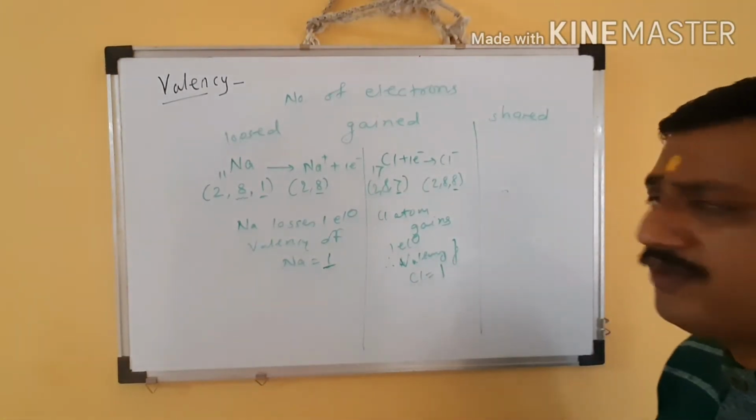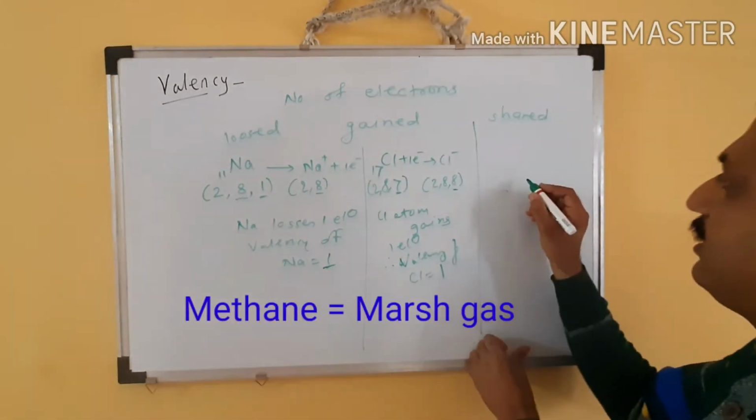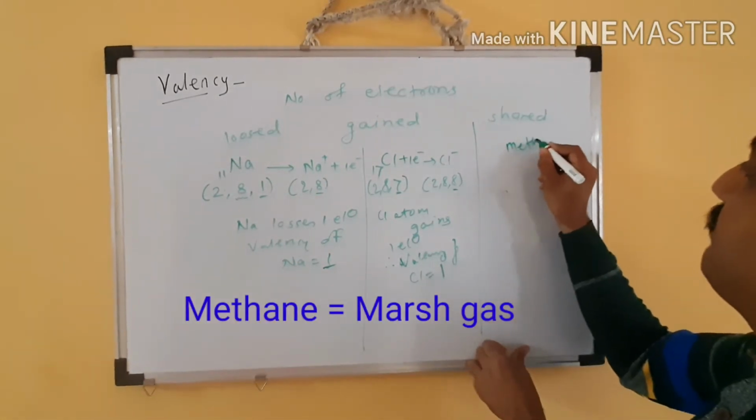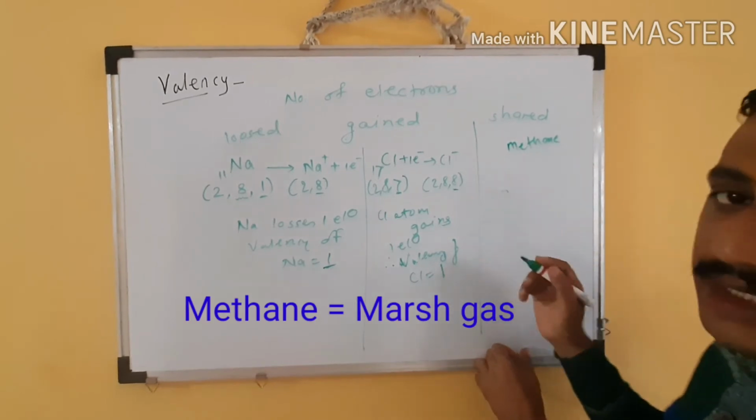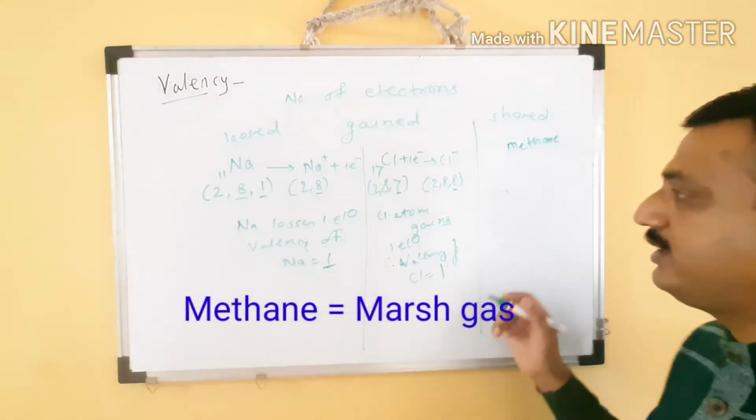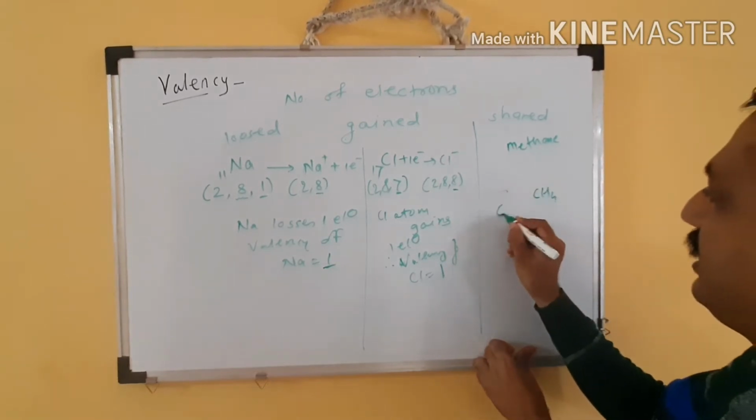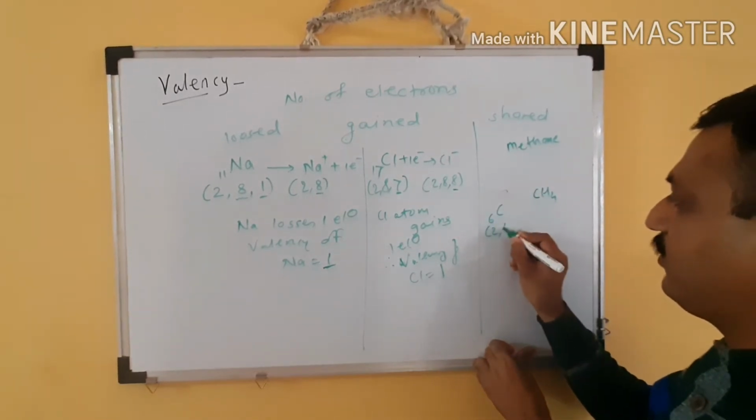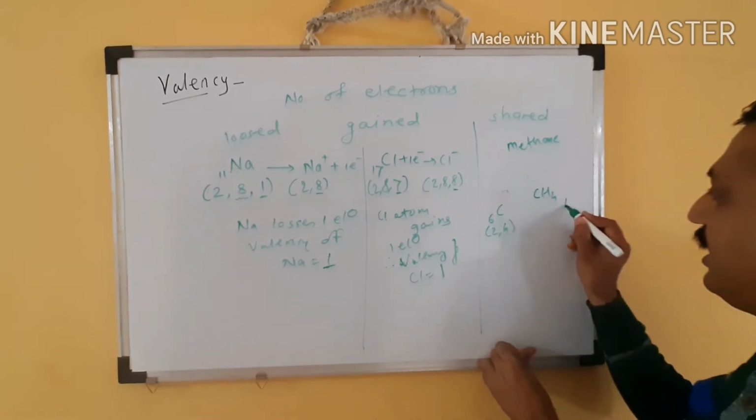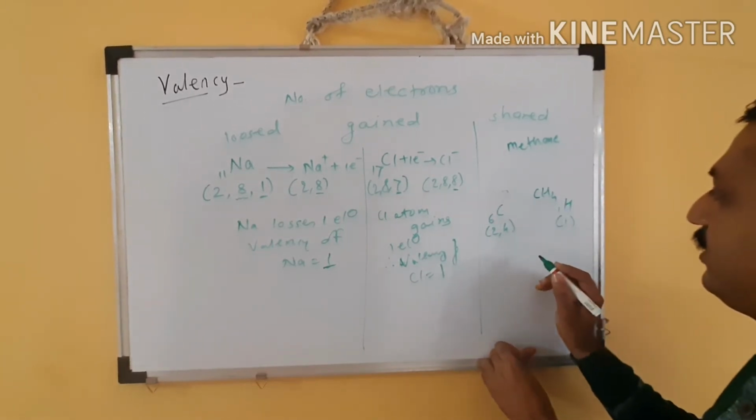Now the last one, the number of electrons shared. For example, the methane molecule, that is marsh gas. It is observed in marshy, muddy land. Methane has the formula CH4. In methane, carbon has atomic number 6 and electronic configuration 2, 4. Hydrogen has atomic number 1 and electronic configuration 1.